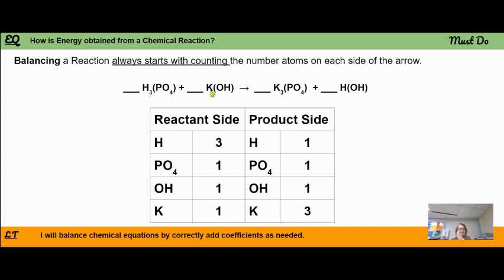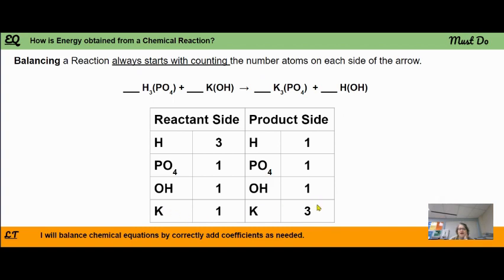I have a potassium here, so I have 1 potassium. I have a hydroxide. Again, this is a polyatomic ion, so I can keep it together because it's the same on both sides. And on the other side, I did the same thing. If we look, we can tell right away that they are not balanced. The first thing we want to do is look at our metals, and the metal in this particular equation is the potassium.